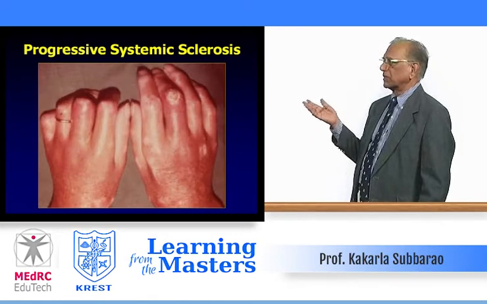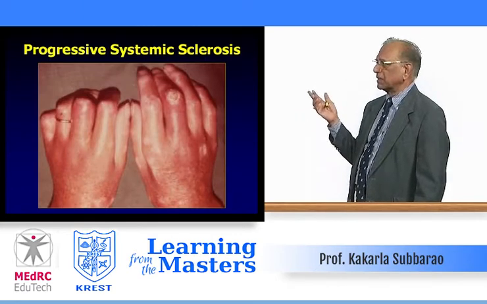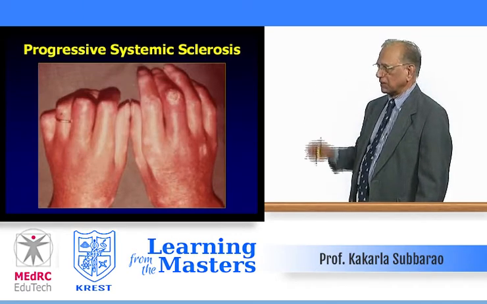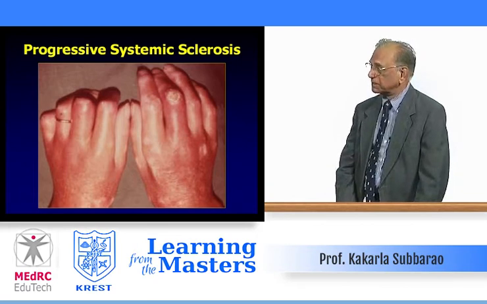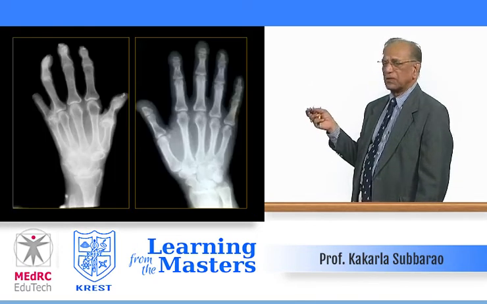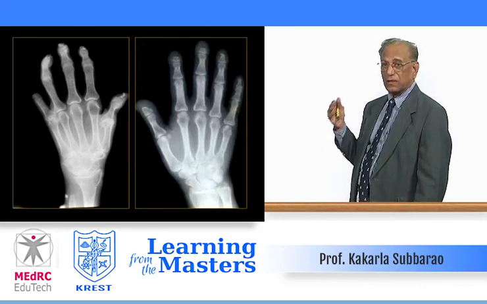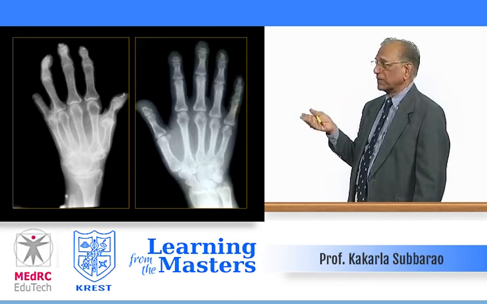Again, progressive systemic sclerosis: look at the ulceration and calcifications in the hands, flexion deformities. Tapering of the distal phalanges. Acro-osteolysis can also occur in scleroderma. Calcification of the soft tissue.